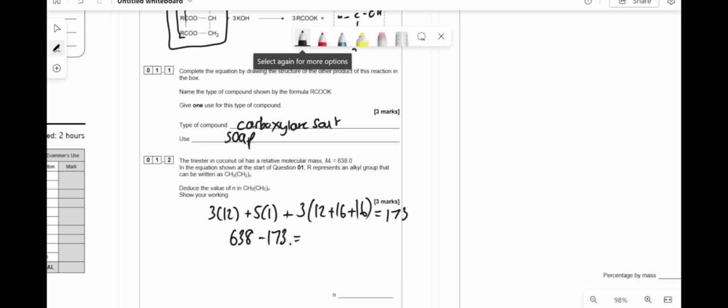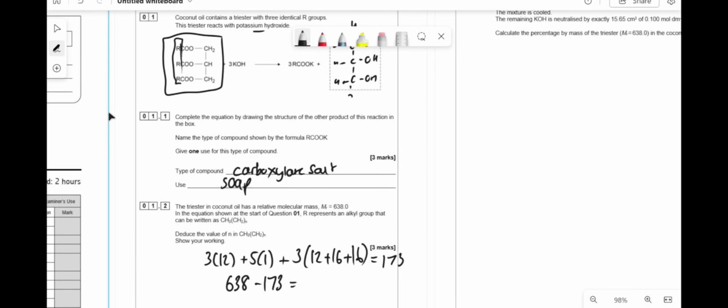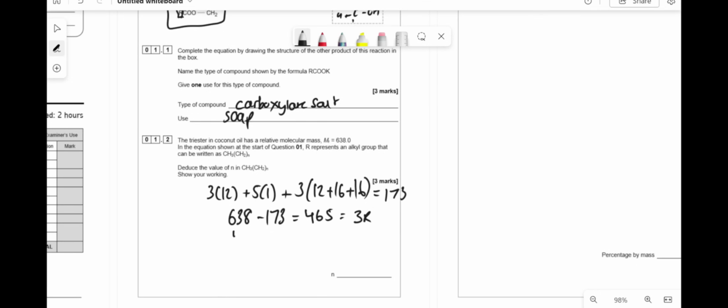That means whatever's left over has to be the R groups because we didn't count those initially. So 638 minus 173 is those 3 R's left. That's the only thing that we haven't calculated. So if we do that, 638 minus 173, we get 465. So that equals 3 of these R groups. We want to work out one of them, so I'm going to divide this by 3. 465 divided by 3 gives you 155. And that equals one of those R groups.